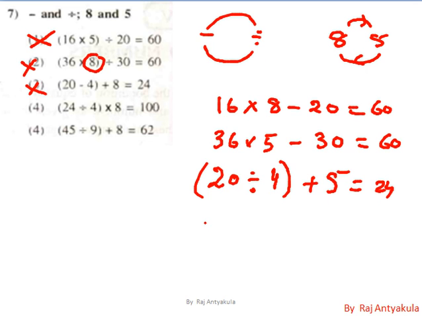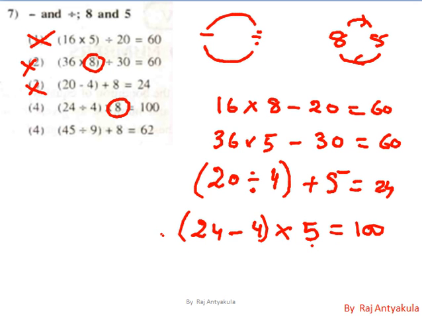Let us verify option 4. 24 divided by, so divided by has to be replaced with minus 4, and into, there is no condition on into, so into, and 8 has to be replaced with 5 because 8 is given here, you have to replace it with 5 equals to 100. 24 minus 4, 20. 20 into 5 is 100. 100 equal to 100, which is satisfying. So option 4 is our answer.